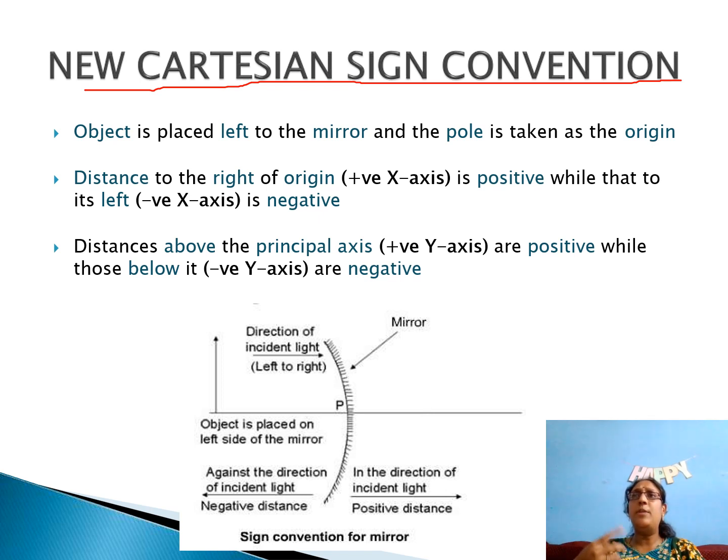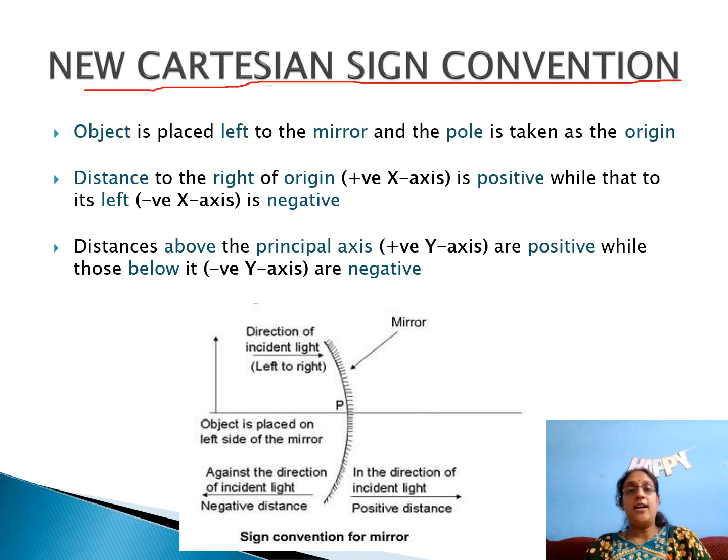So we talked about the position of the image and the object, right? Whether it is on the left or the right, or at the bottom or up. So what kind of convention should I take? This is very important when we go into numerical problems, very short numerical problems.